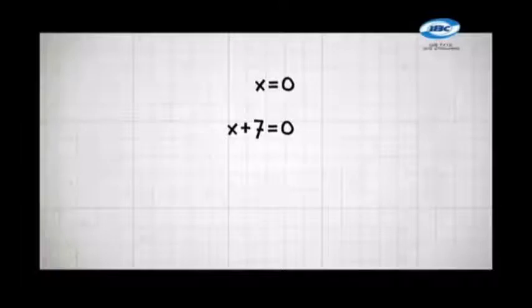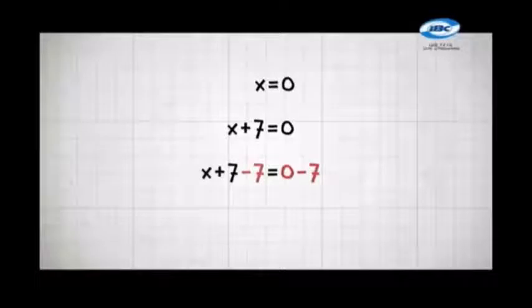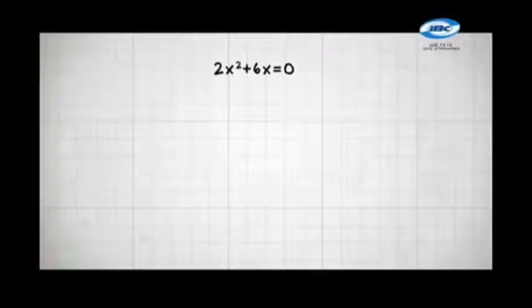isolate the variable. And we do this by eliminating the constant term on the side where the variable is, and by subtracting 7 from both sides, we see that the other root of the equation is negative 7. Another example, 2x squared plus 6x equals 0.